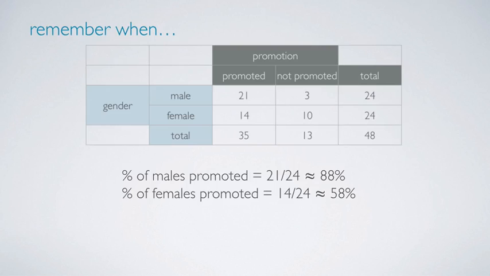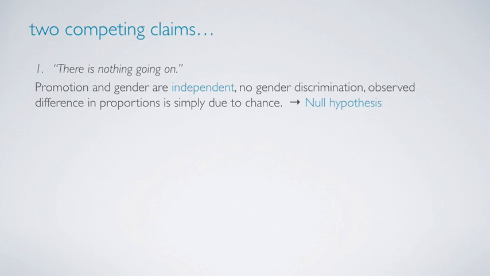However, instead of jumping the gun, we said that there could be two competing claims that actually explain what's going on here. These two claims are: one, there is nothing going on. So what that means is that promotion and gender are independent, there is no gender discrimination, and that the observed difference in proportions is simply due to chance. This is what we call our null hypothesis, and we're going to use this terminology more and more in the class, so make sure that you're comfortable with that.